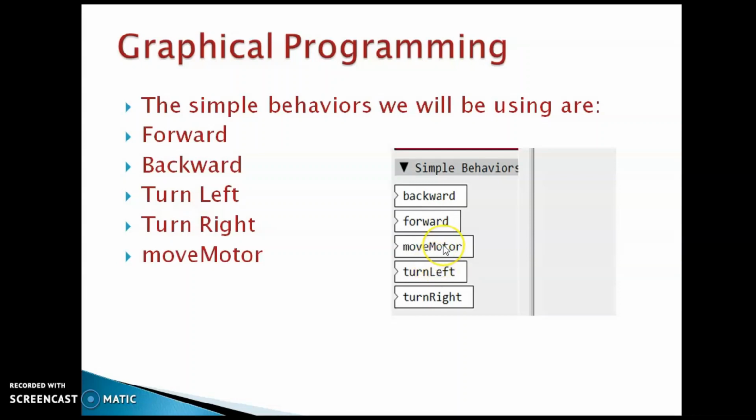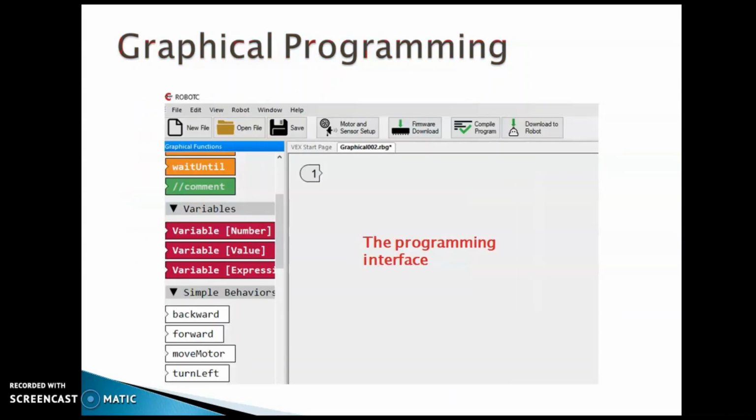If you want to move an individual motor, the robot will have 4 motors, and you can select the one that you would want to move. To do that, you just drag and drop move motor, as I'm going to demonstrate. Next, turn left, turn right. Of course we can allow the robot to turn left, and we can allow the robot to turn right as well. Alright, so this is the graphical programming interface.